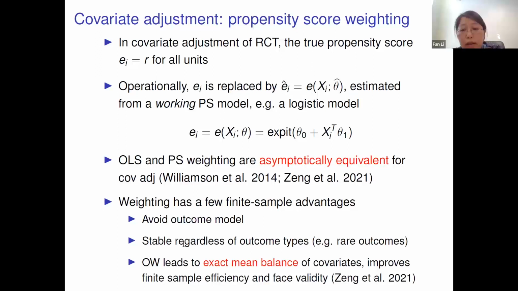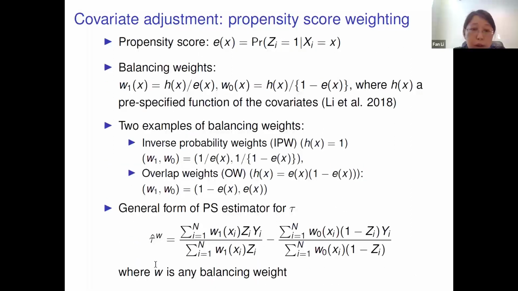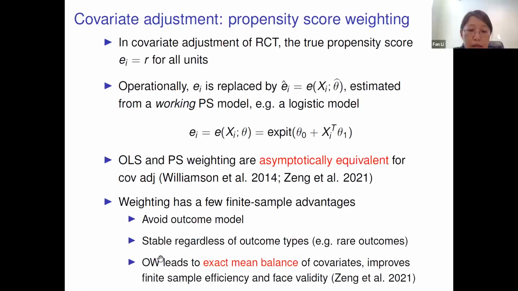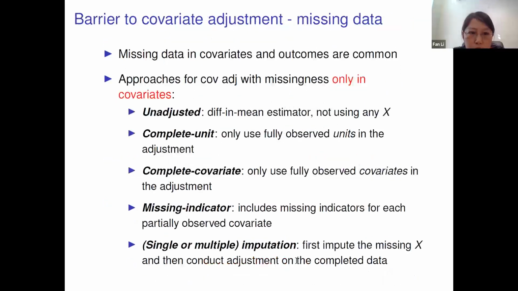Okay, and another interesting thing is particularly overlap weights, as I'm going to talk about in a moment. Overlap weights have a very interesting property called exact mean balance. So it basically leads to exact mean balance of the covariates. And so we find that in finite samples, this definitely improves the efficiency and also gives you face validity because it reaches the exact mean balance. Again, I will talk about it in a moment. So this is all good. Up until now, this is all pretty well known.